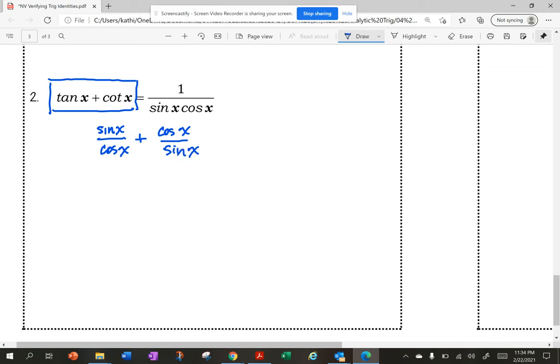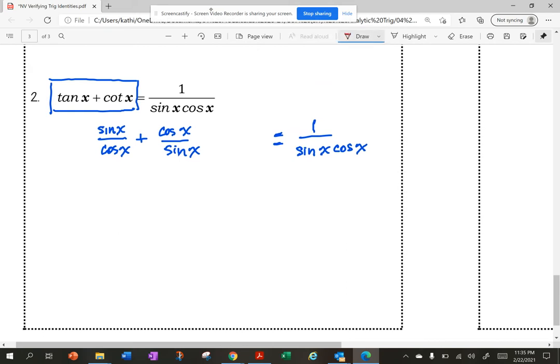And then I'm going to leave the right side of the equation alone. So 1 over sine of x cosine of x. So I'm adding fractions. So when I'm adding fractions, I need a common denominator. So I'm going to multiply by 1. So when I multiply by 1, I'm getting a common denominator.